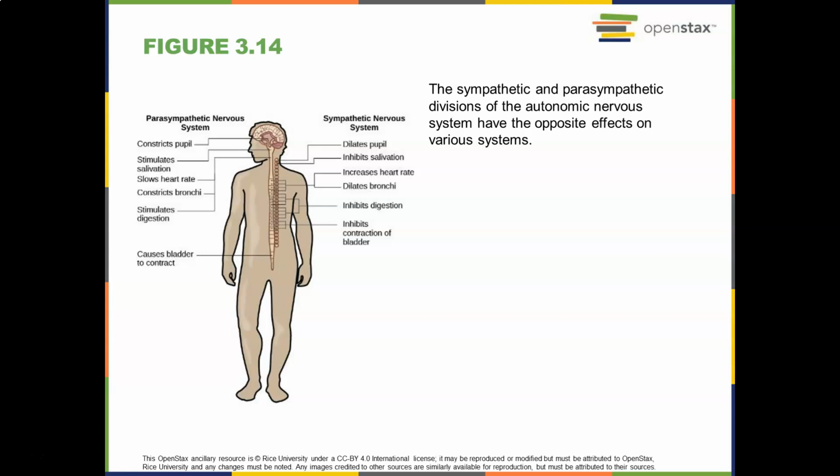Okay, so now remember I mentioned that there are parts of the two different types of nervous systems, and one of those is divided into the parasympathetic nervous system and the other is called the sympathetic nervous system. So this talks about what they do.